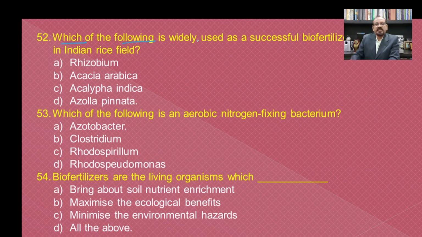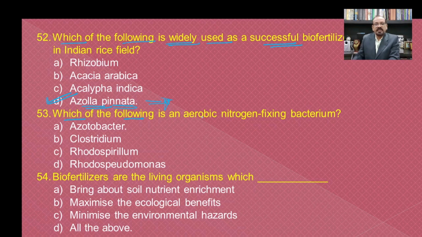Then which of the following is widely used as a successful biofertilizer in Indian rice fields? The species of the Azolla, that is the Azolla pinnata, which is in the thumbnail of this lecture, that is extensively used as a biofertilizer in the Indian rice fields.